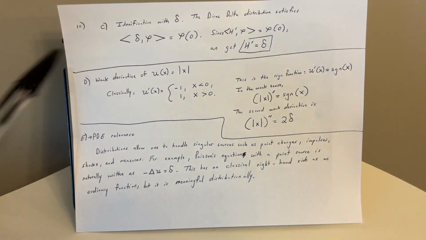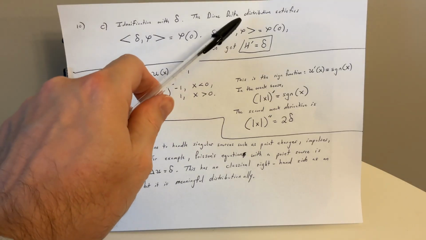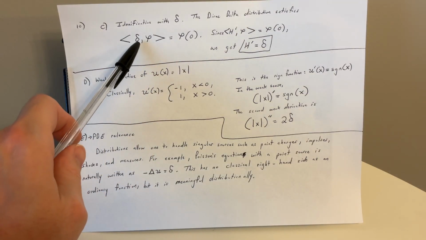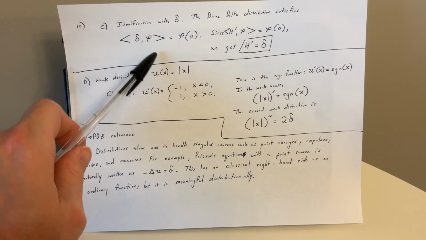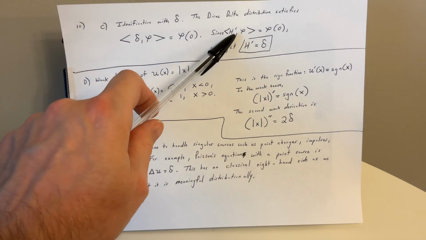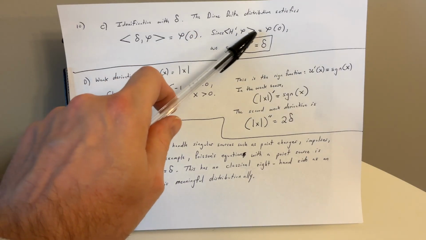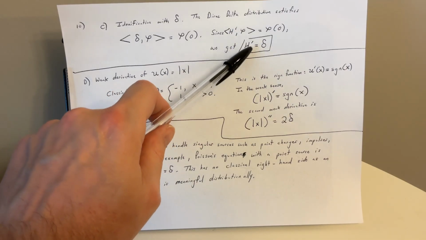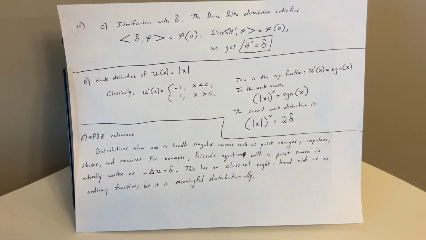Okay, so identification with delta. The Dirac delta distribution satisfies this inner product: delta, phi equals phi of 0. And since that inner product h prime, phi equals phi of 0, we get h prime equals delta. Very elegant.